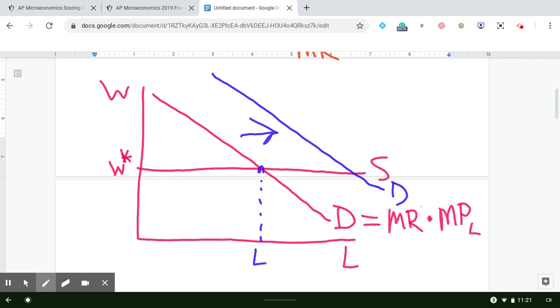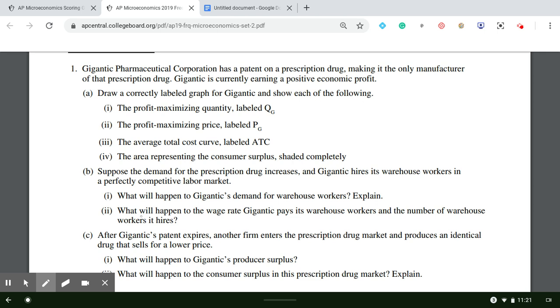So if we look here, Gigantic is going to hire more laborers, but they still have to take that same wage rate. Okay, so let's go ahead and answer these questions. Their demand increases, and the reason why it increases, there's our explanation. The marginal revenue will increase per worker, so the demand for warehouse workers will increase.